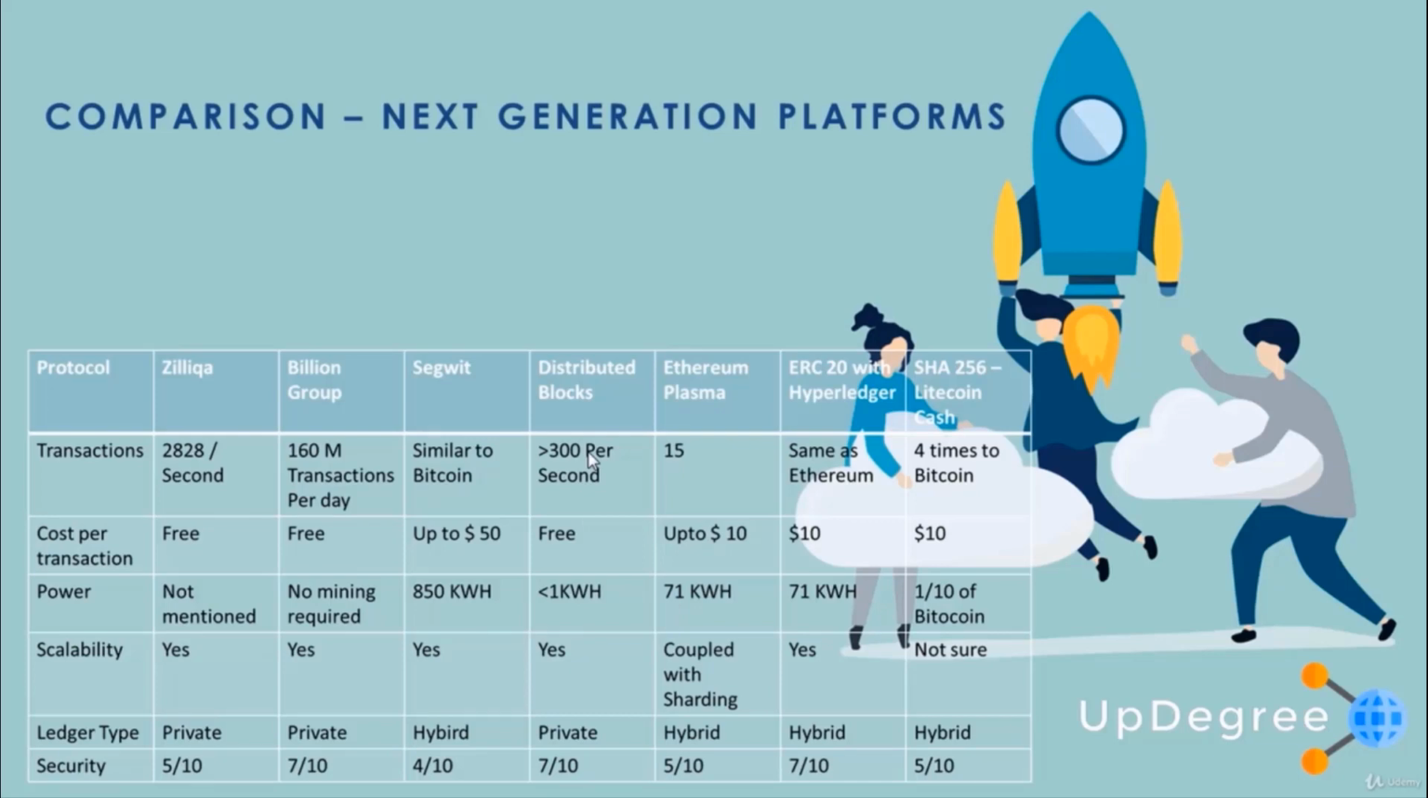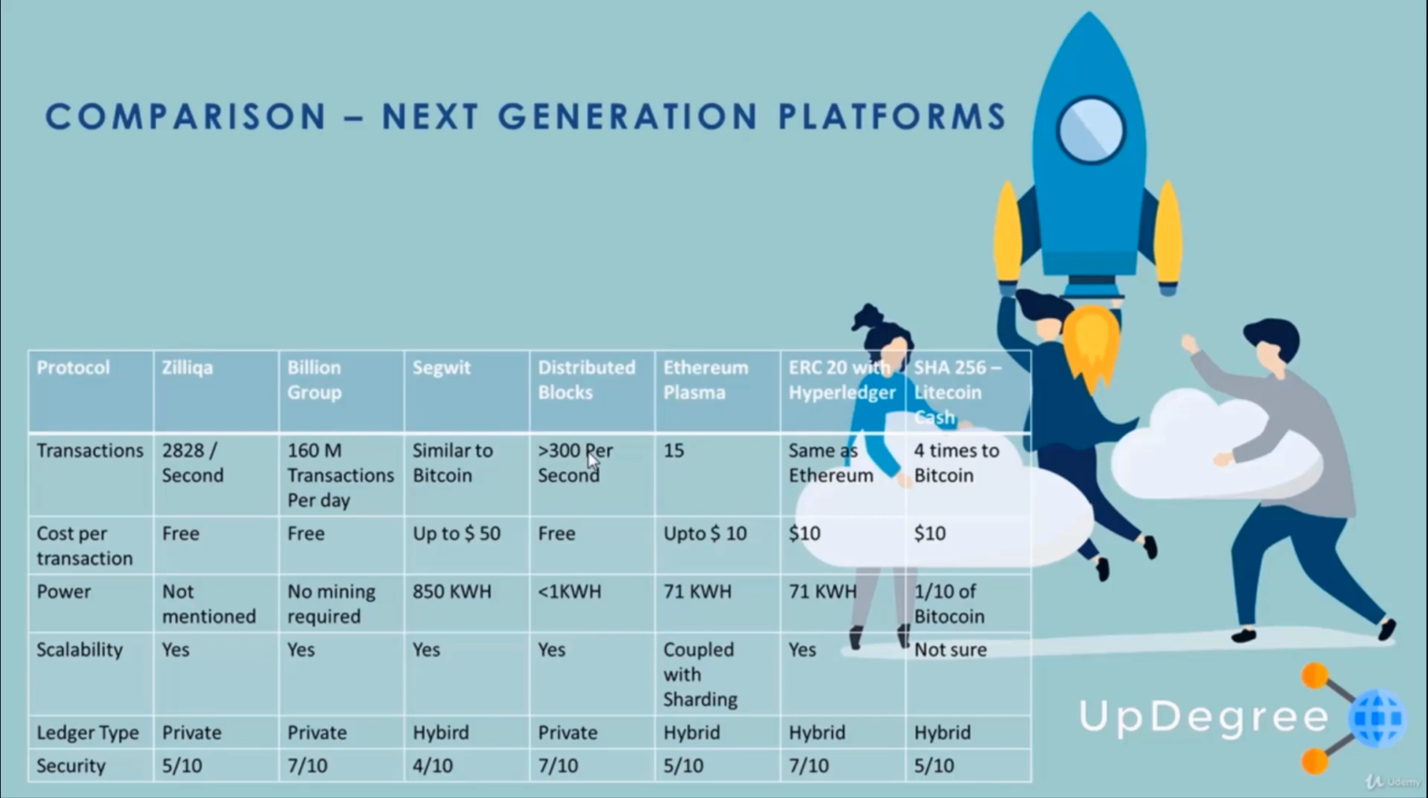is a little less. And similar to Billion Group is the ERC20 with Hyperledger. It is very cheap, cost effective, and it goes with very less power. And similarly, it scores high on security. The rest of the things like Zilliqa says distributed blocks, there again distributed blocks is like greater than 300 per second, so it's a great one. And power is almost null. Scalability is available. It's a private ledger, and you have a scoring of 7 on 10.